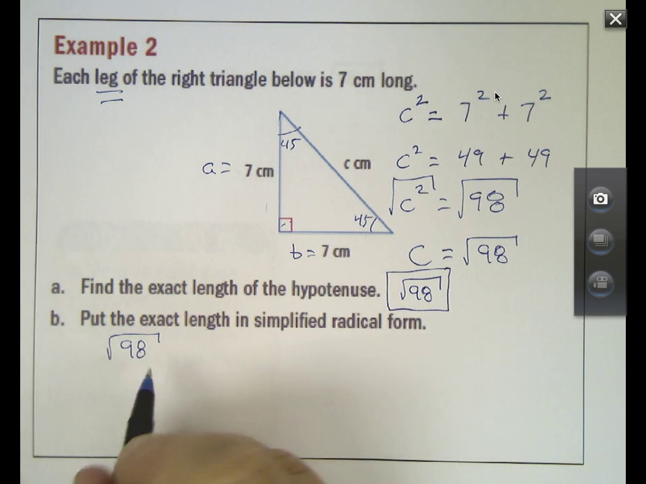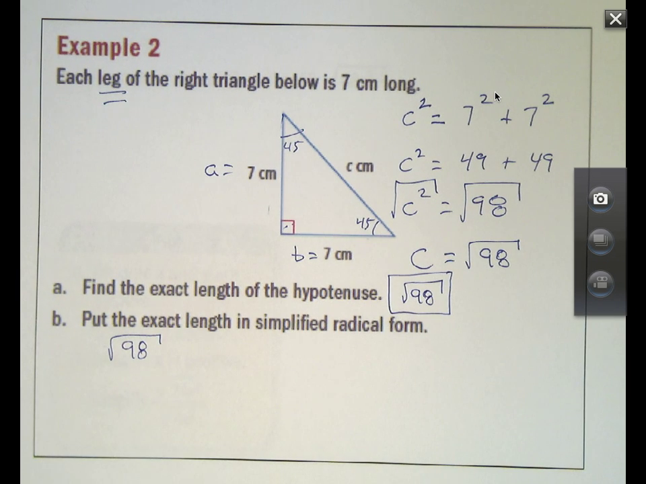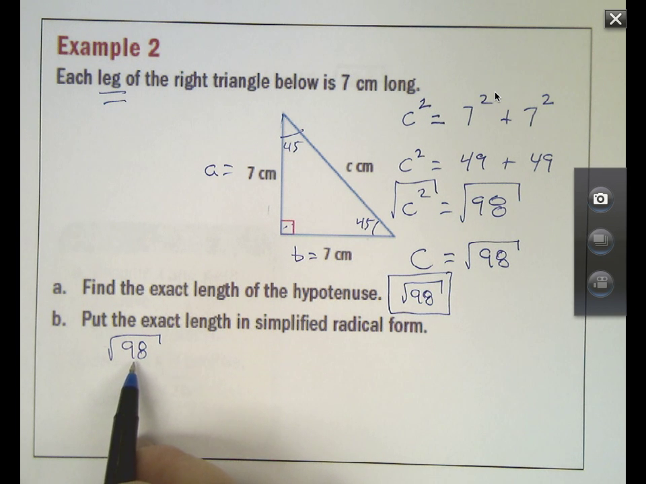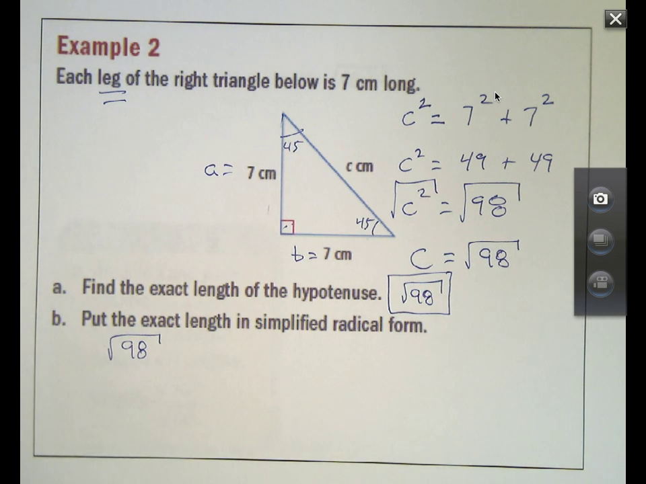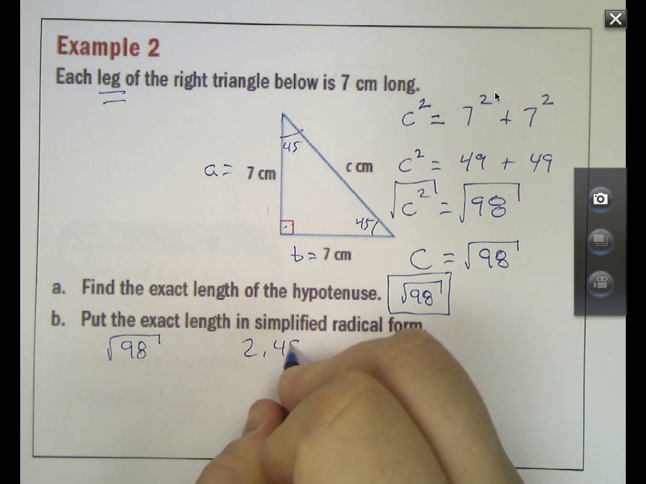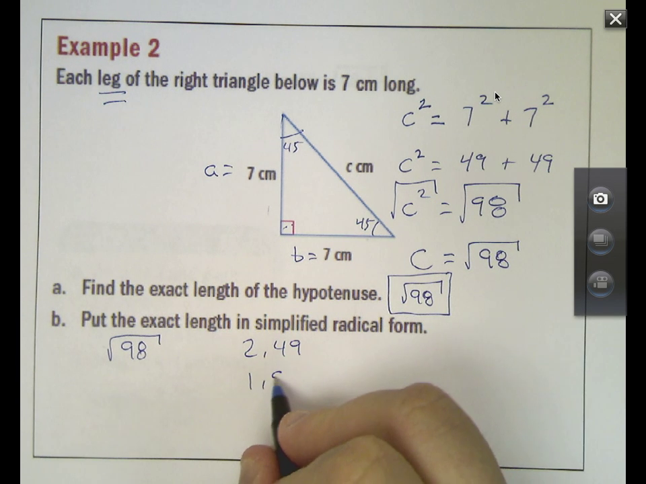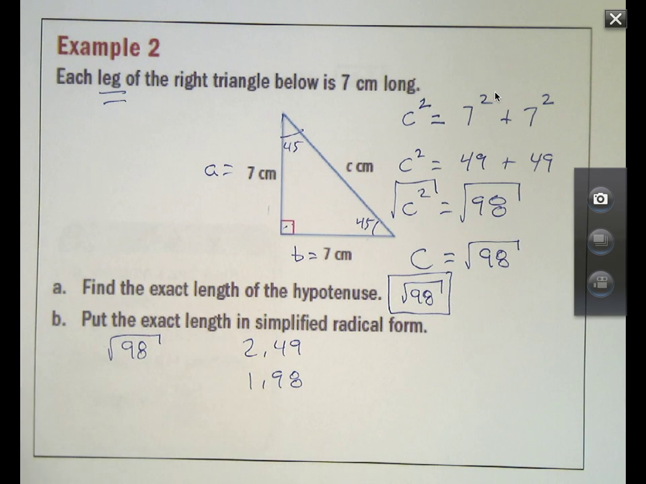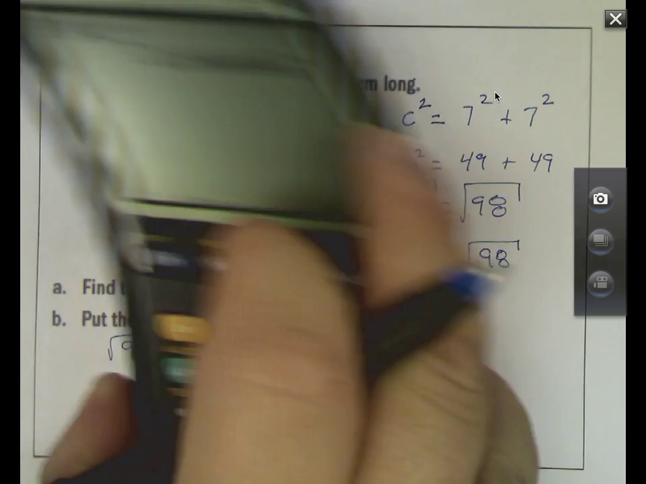B says put the exact length in simplified radical form. So I'm going to take the square root of 98 and put it in the good box and the bad box. Okay? Well, if you kind of notice up above here, some factors in 98. 2 goes into 98 49 times. Obviously 1 and 98. Does 4 go into 98? Not evenly. Okay. Does 12 go into 98?